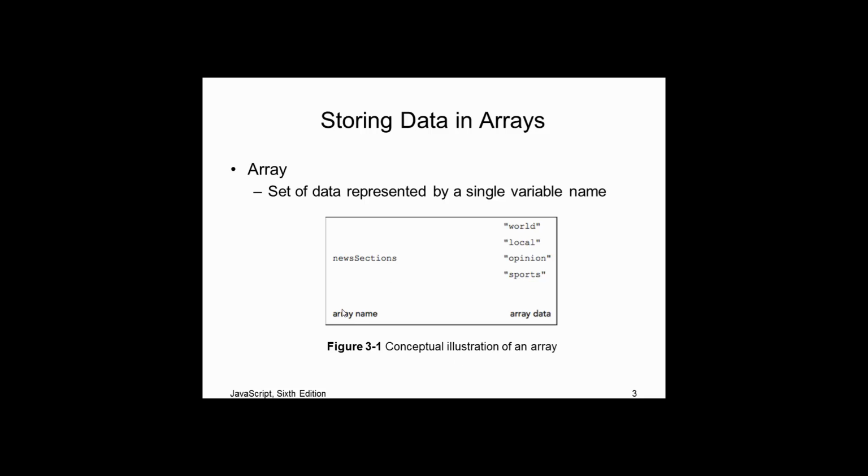If we look at this array in this picture, this news sections, well, that represents our storage unit. It's like one container, and we have a name for it, and its name is news sections, and the data it holds, well, it holds 4 different strings. I know they're strings because they're in quotes. The strings are world, local, opinion, and sports. And so now we can have one entity that can hold a bunch of information.